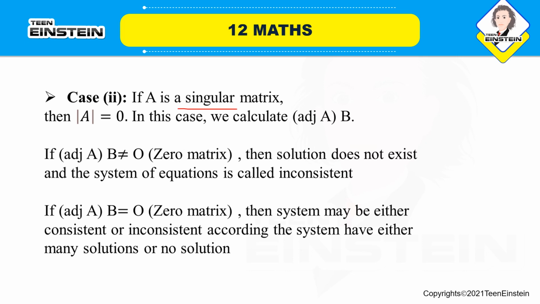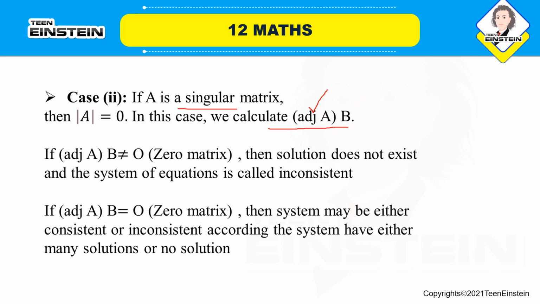So what we have to do is calculate adjoint A into B. What is the definition of adjoint A? Adjoint A is the transpose of the cofactor matrix. So we have to take the product of adjoint A and B when A is a singular matrix.